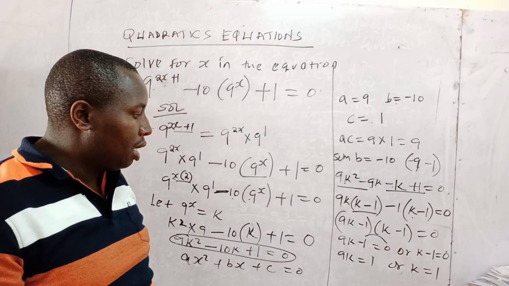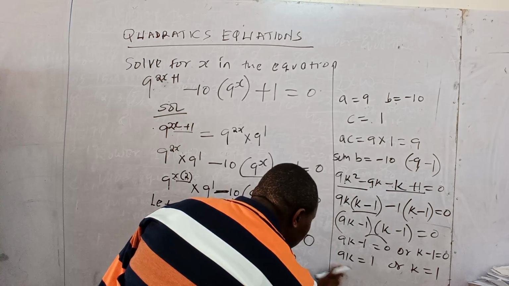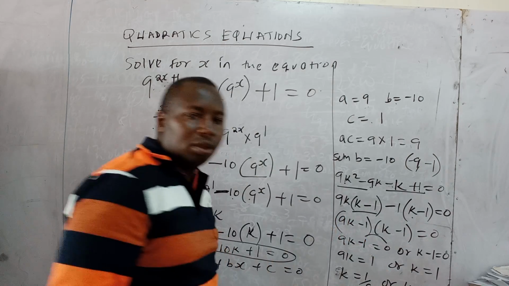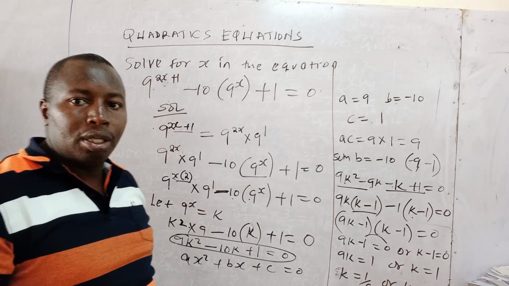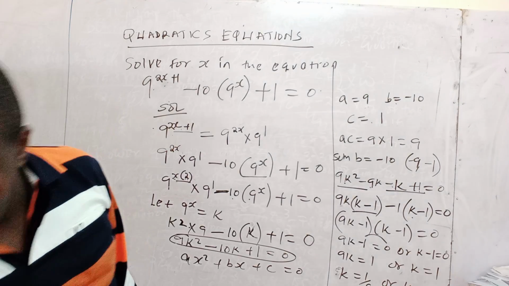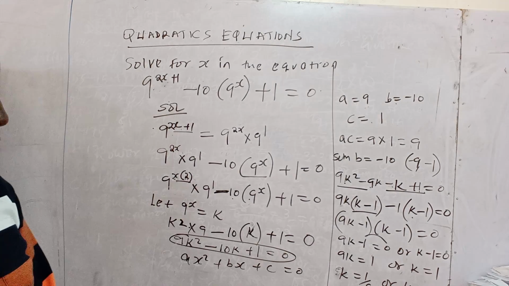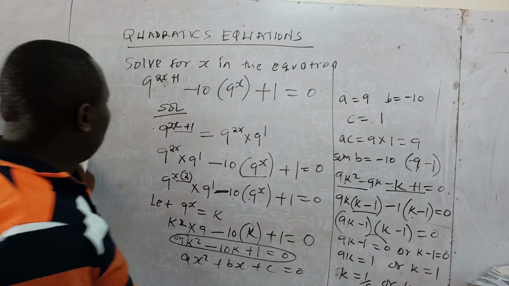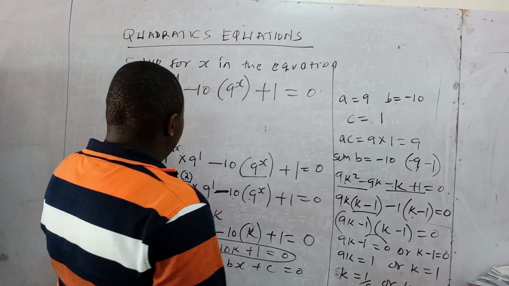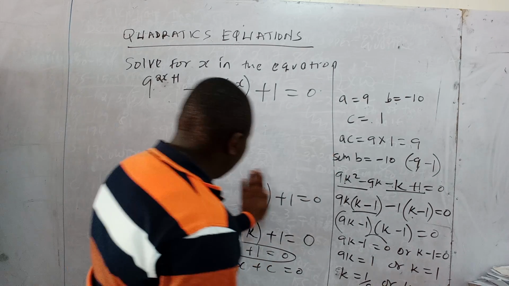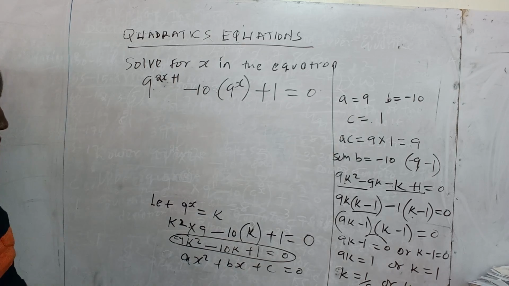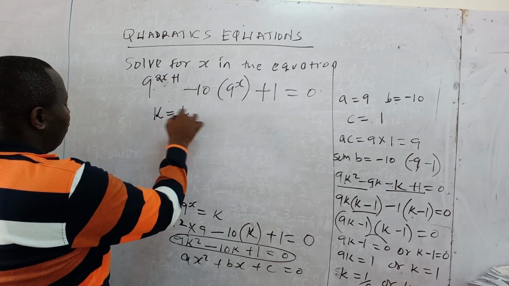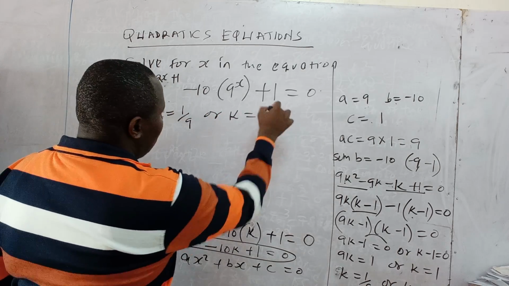So you have two values of k. So 9k is equal to 1, so our k is equal to 1 over 9, or k is equal to 1. So you can see that our k is equal to 1 over 9, or k is equal to 1. So we can grab these facts. Because we have the equation, we have k is equal to 1 over 9, or k is equal to 1.